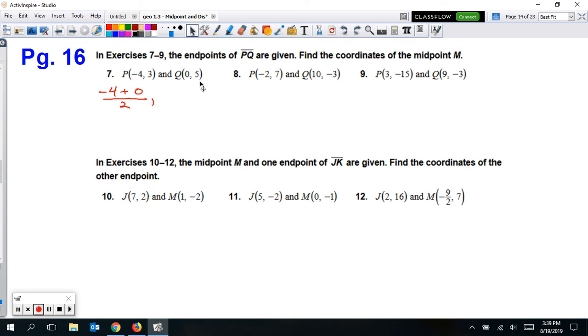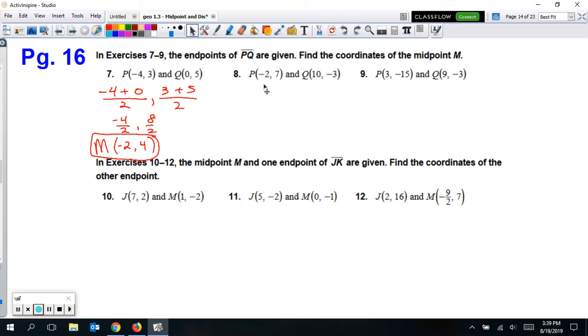I'm going to put a comma, and now we'll do the same thing for the y numbers of these two ordered pairs. We have a 3 and a 5, so it's 3 plus 5 divided by 2. Now all you have to do is simplify that down to a single number, or it could even be a fraction. In this case, negative 4 plus 0 gives us negative 4 over 2. And 3 plus 5 is 8, so 8 over 2 on the y. Each of these is even, so we get nice easy numbers. Negative 4 over 2 is negative 2, and 8 over 2 is 4, so our midpoint is the ordered pair negative 2, comma 4. See, it's not very hard at all.